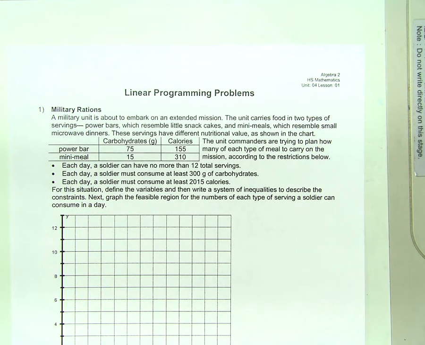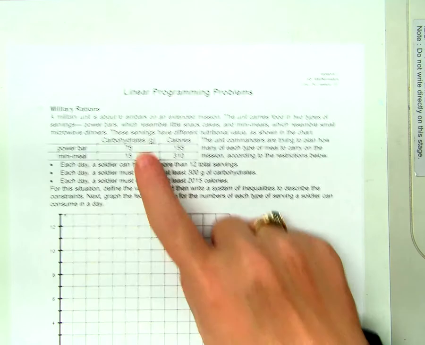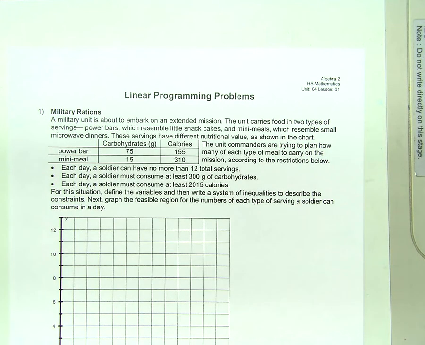Military rations. A military unit is about to embark on an extended mission. The unit carries food in 2 types of servings. Power bars, which resemble little snack cakes, and mini meals, which resemble small microwave dinners. These servings have different nutritional value as shown in the chart. The unit commanders are trying to plan how many of each type of meal to carry on the mission, according to the restrictions below. First restriction.